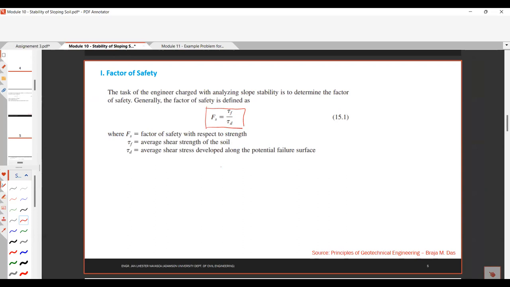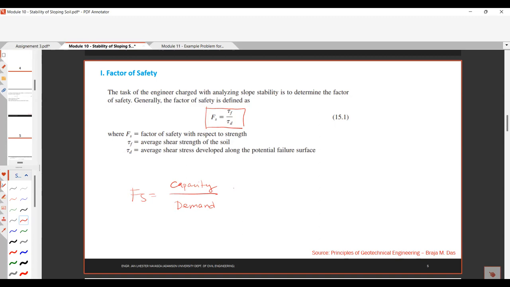So meaning, this will be your capacity over the demand. Okay, so this will be the factor of safety. So anong masasabi nyo against factors na capacity over demand? Syempre dapat mas mataas yung capacity natin versus the demand.